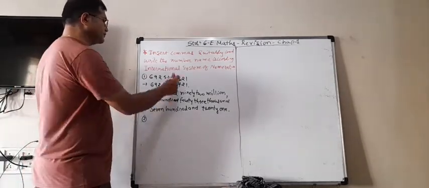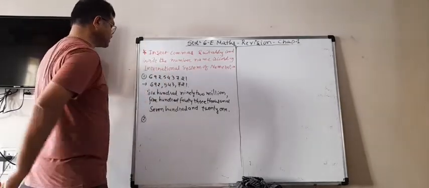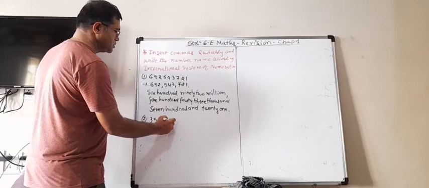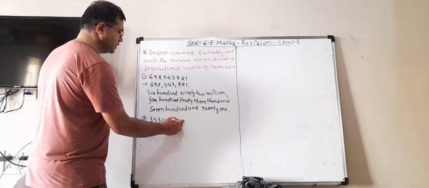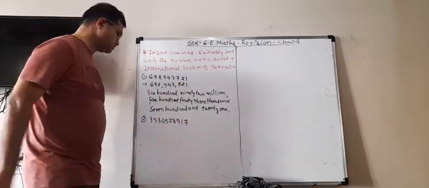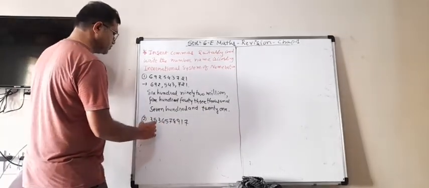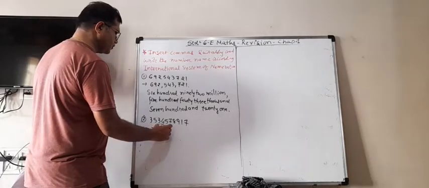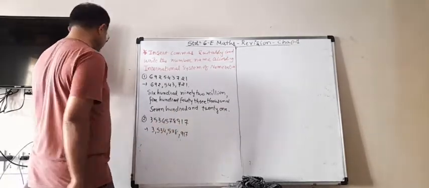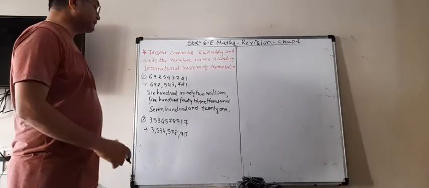Let's take one more example. Here 1, 2, 3, 4, 5, 6, 7, 8, 9 digits. Let's take one more digit, so 10 digits. So here 3 digits, 3 digits, 3 digits and 1 digit. So 3, 5, 3, 4, 5, 7, 8, 9, 1, 7. Commas will be placed like this. And now the number name.